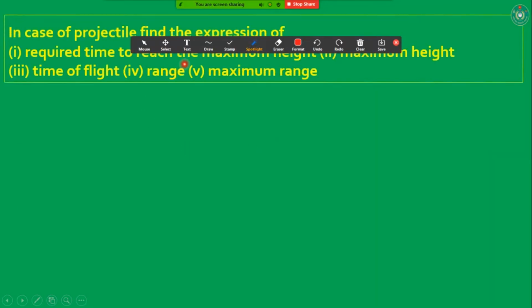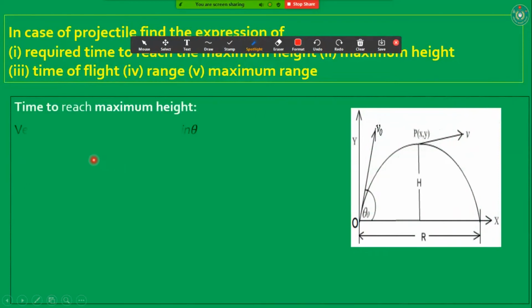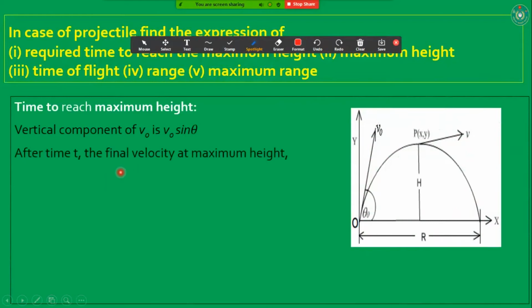In the case of projectile motion, now I am going to find some important parameters: the expression of required time, that is ascending time or descending time, maximum height, time of flight, horizontal range, and maximum range. By this time, it is very clear to all of you that we are getting two components of our initial velocity, and we are getting maximum height for projectile motion.